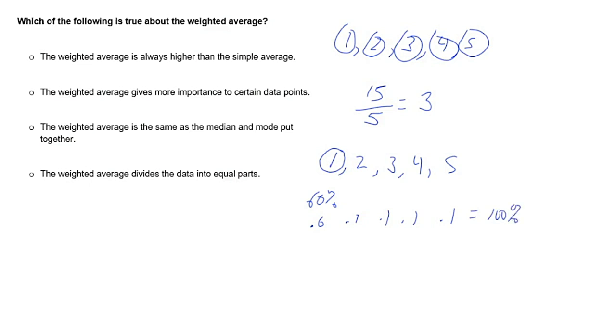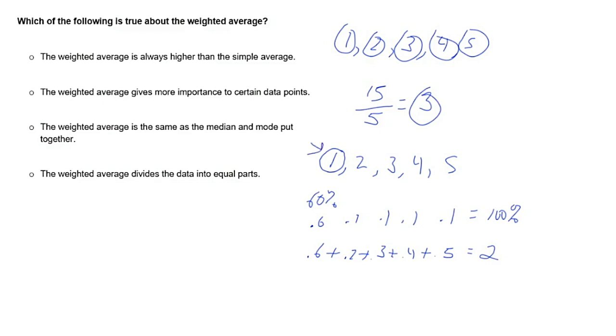But I'm making this 1 count for more. Then what I would do is multiply it. So 1 times 0.6 equals 0.6. 2 times 0.1 equals 0.2, plus 0.3, plus 0.4, plus 0.5 equals, all added together, 2. So the weighted average of these numbers is different because I'm giving more weight to this lower number of 1.